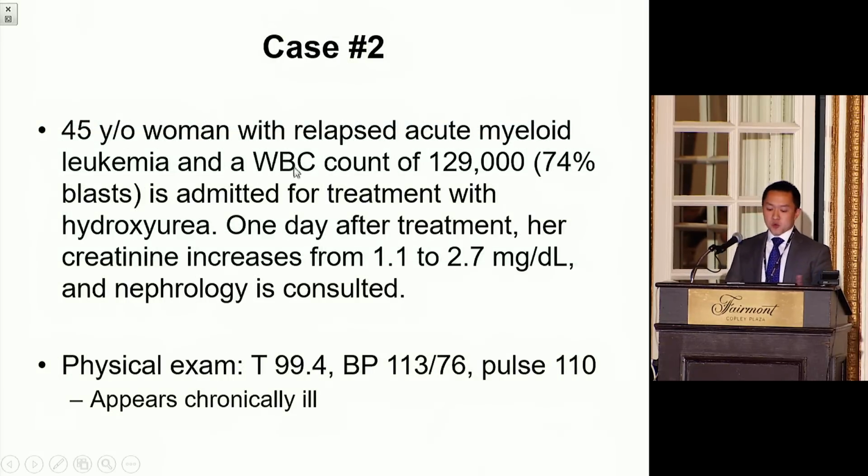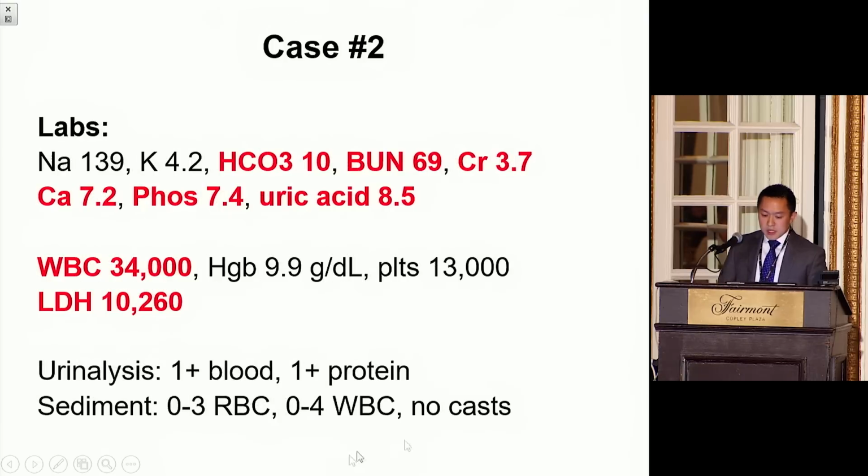This is a 45-year-old woman with relapsed acute myeloid leukemia and a white count of 129,000 with 75% blasts. She's admitted for treatment with hydroxyurea. One day after treatment, her creatinine increases from 1.1 to 2.7, and they consult nephrology. Her exam is notable for a low-grade fever, her blood pressure is normal, she's a little tachycardic, and she appears chronically ill. Here are her labs.